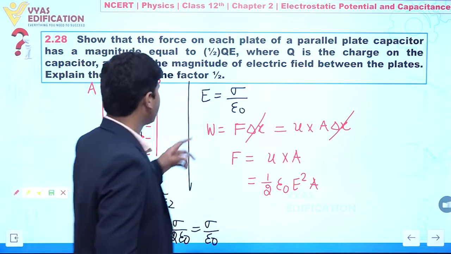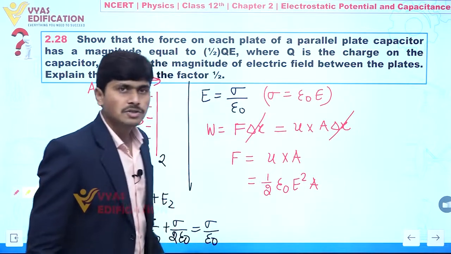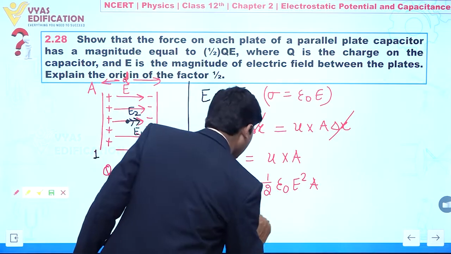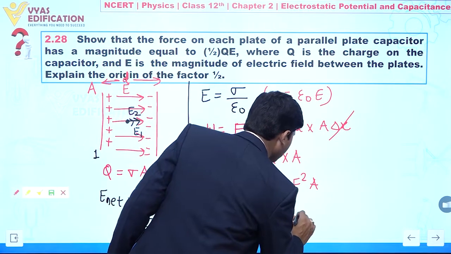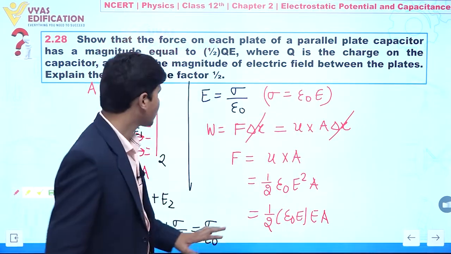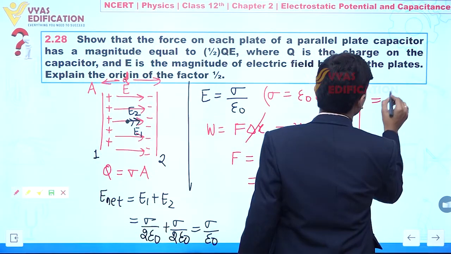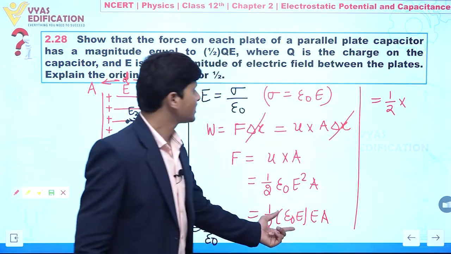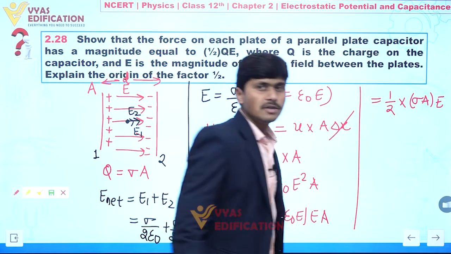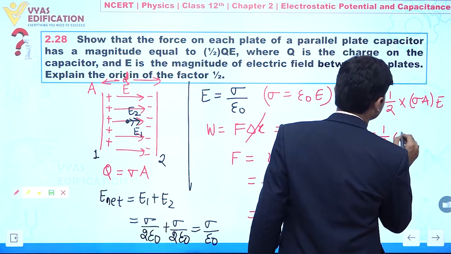From here we can write sigma is equal to epsilon naught times E. So if I take epsilon naught and E in one bracket, I can write 1/2 epsilon naught E, and E multiplied by A. This value, epsilon naught E, is sigma, and sigma multiplied by A is Q. So this is equal to 1/2 multiplied by sigma A multiplied by E. Since sigma A is given by Q, this is 1/2 times QE.